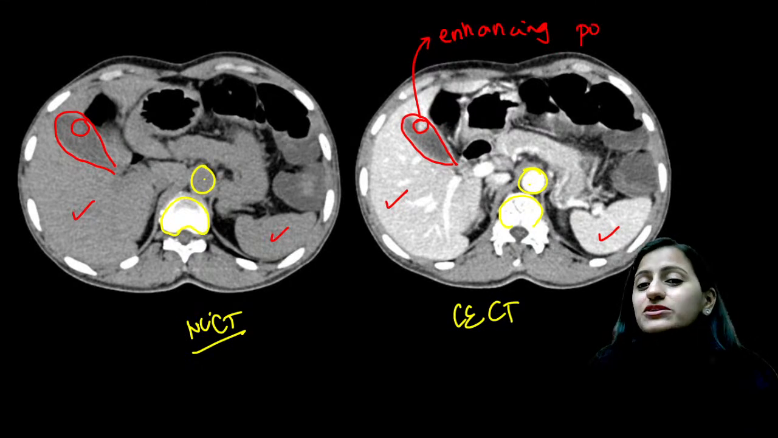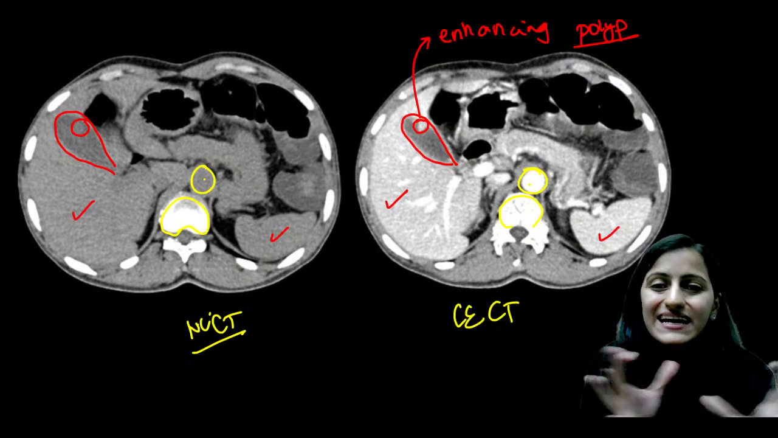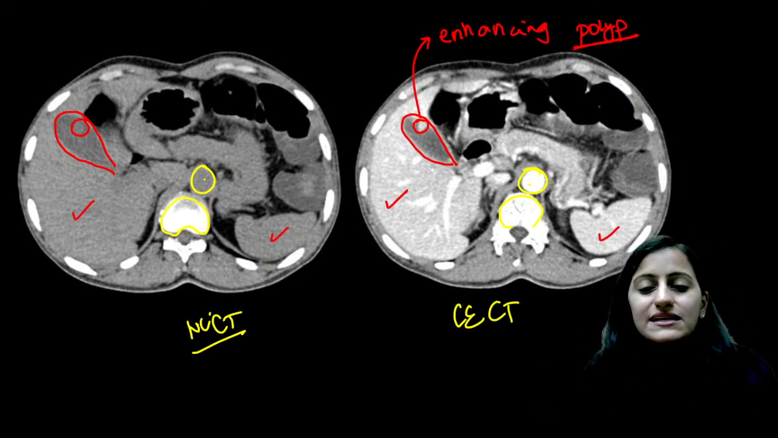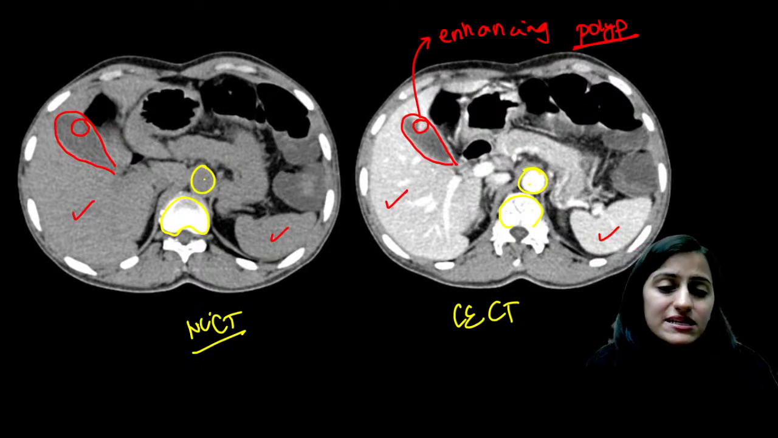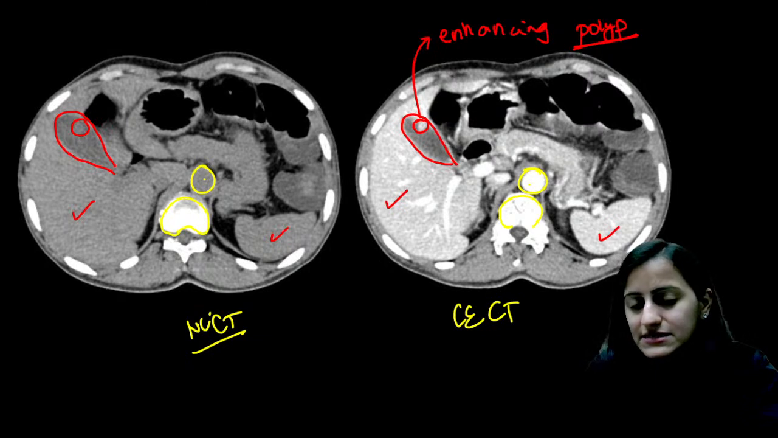Absolutely right. So that is a gallbladder polyp there. A calculus will not enhance, right? A polyp will enhance. So this is basically the gallbladder polyp. So can you see how the contrast helps us pick up the pathologies, right?